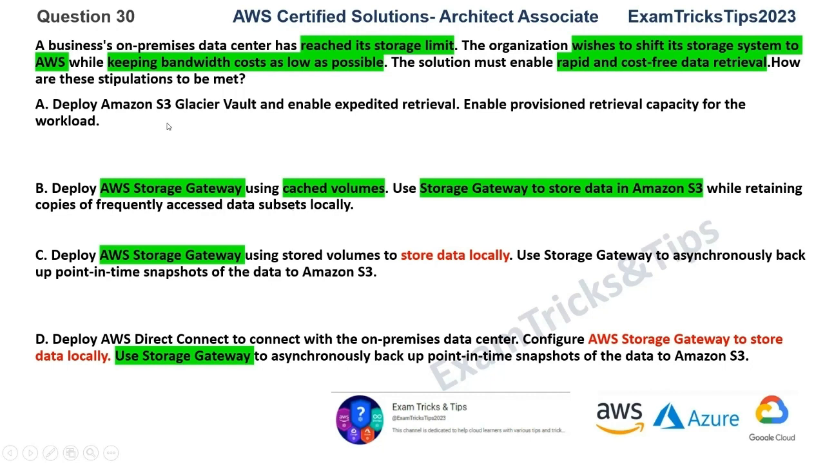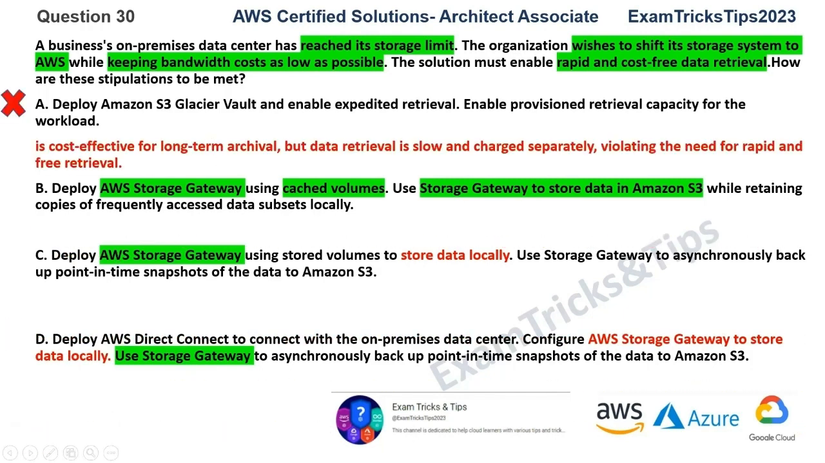The first option says deploy Amazon S3 Glacier Vault and enable expedited retrieval. Now, this is okay and cost effective for long-term archival, but data retrieval is going to be slow and it will be charged separately. What we need here, if you see the requirements, is rapid and cost-free data retrieval. Both the requirements are not going to be fulfilled. I'm not saying this could not otherwise be a great solution, but from an elimination perspective, I can just eliminate this option because we need rapid and cost-free data retrieval, and this option doesn't provide that. So that's gone. Now we have three options here, and all of them have AWS Storage Gateway.